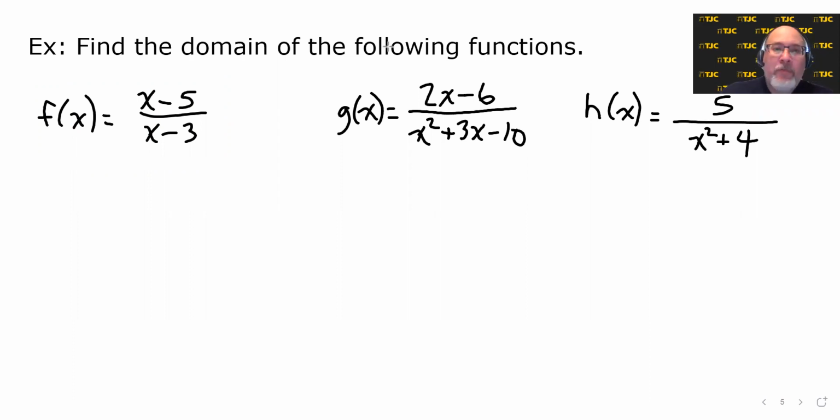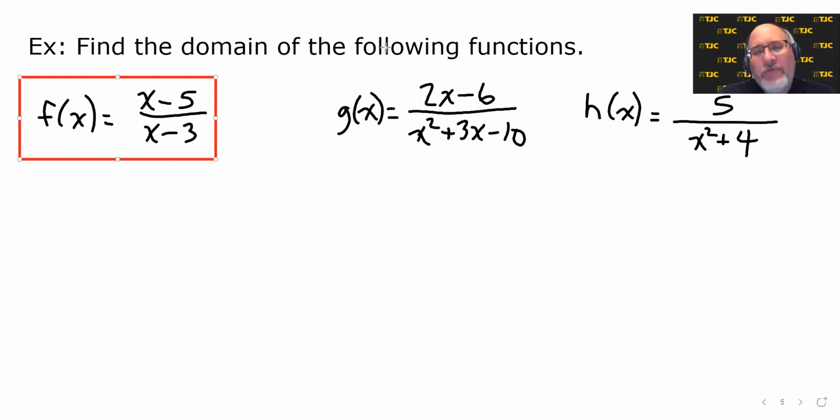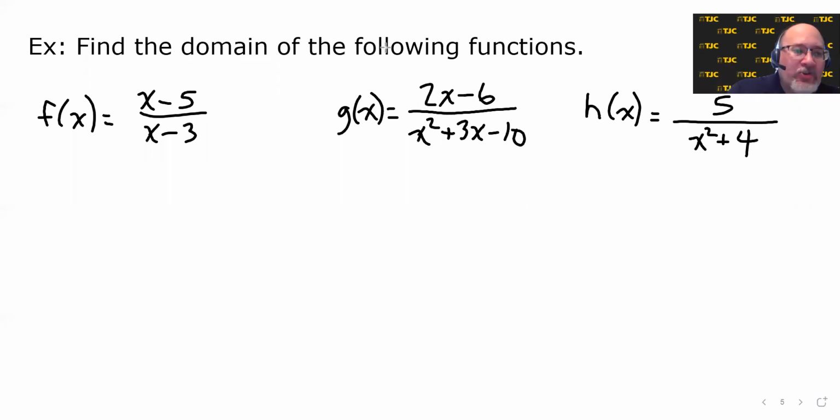Well, if we're going to find the domain, we need all numbers that make it both defined and real. We'll talk about the real part in the next type of function. Right now, we're focusing on what makes this function here defined. And it's kind of ironic because we focus on what makes it defined by focusing on what makes it undefined, excuse me. So in order to find that, the first thing we have to do, first, we have to solve.